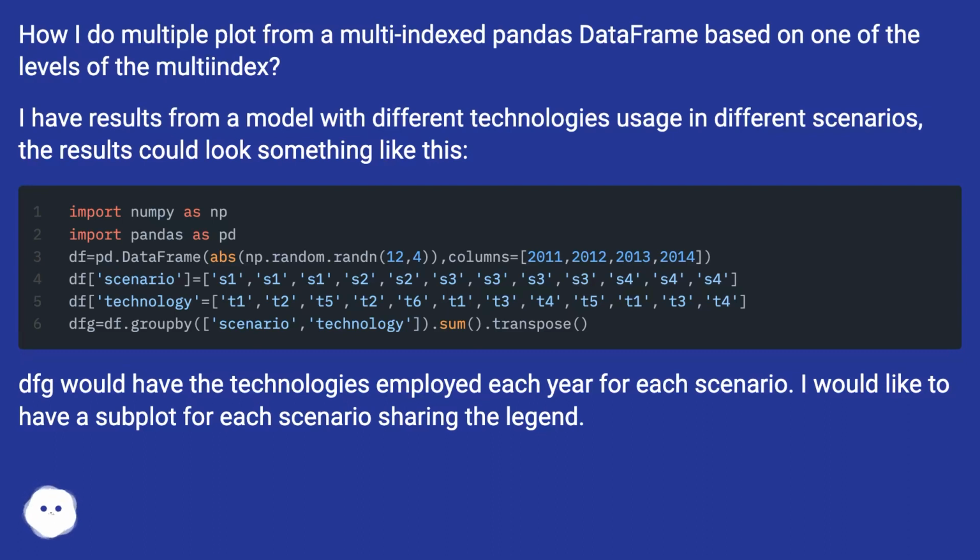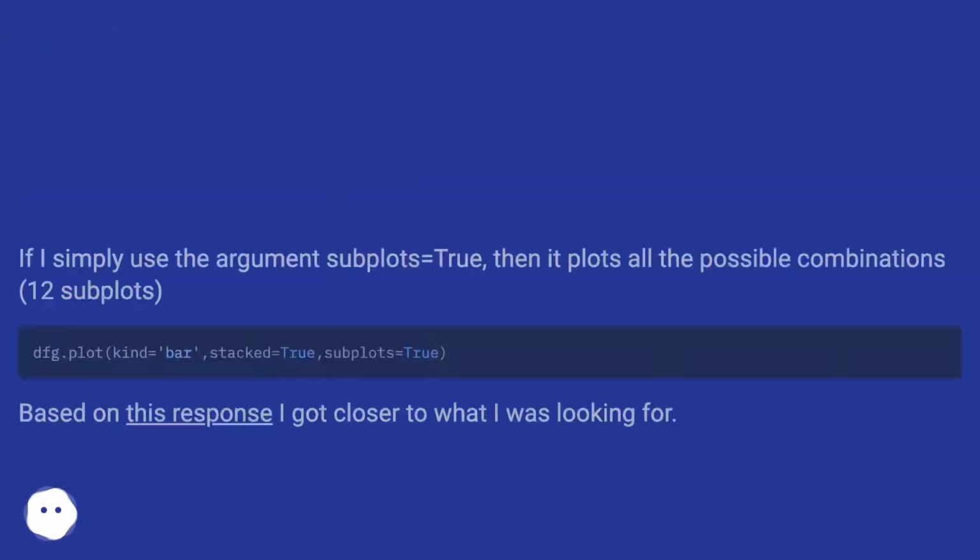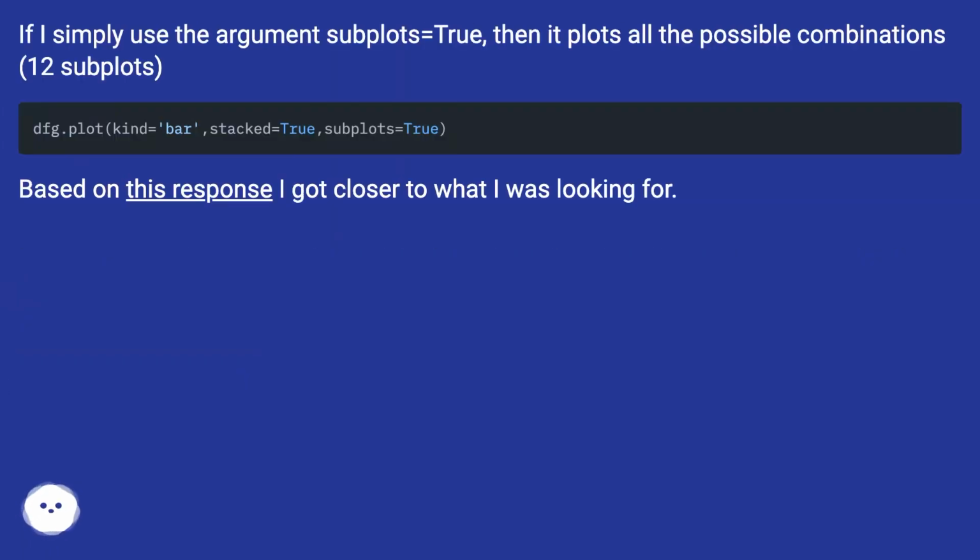DFG would have the technologies employed each year for each scenario. I would like to have a subplot for each scenario sharing the legend. If I simply use the argument subplots equals true, then it plots all the possible combinations, 12 subplots.